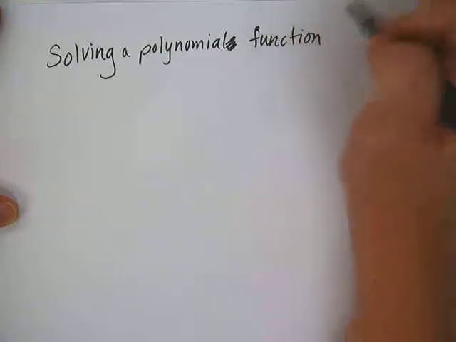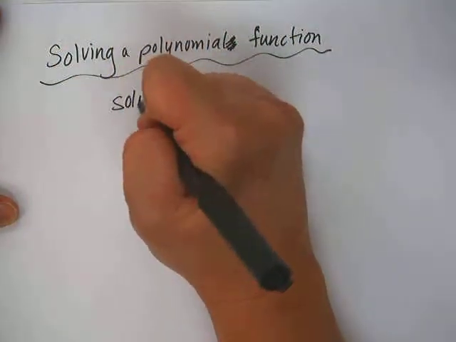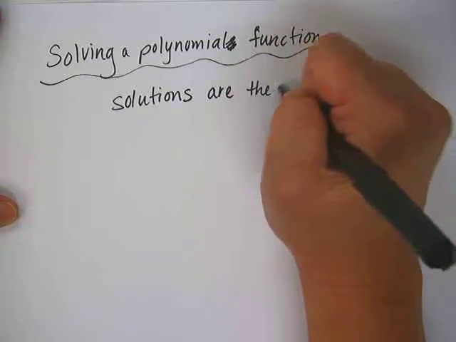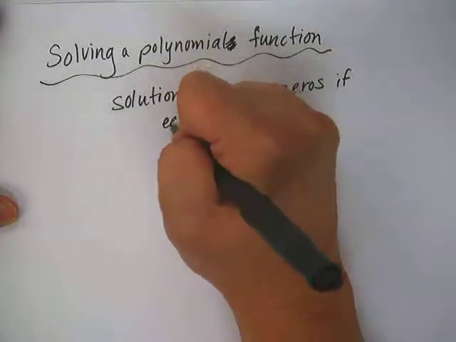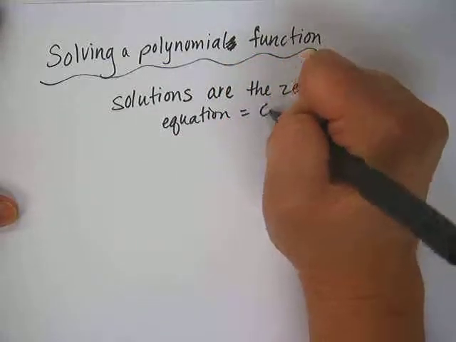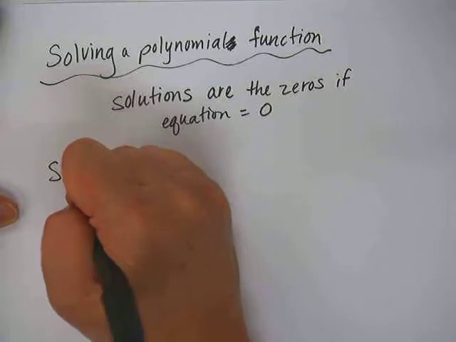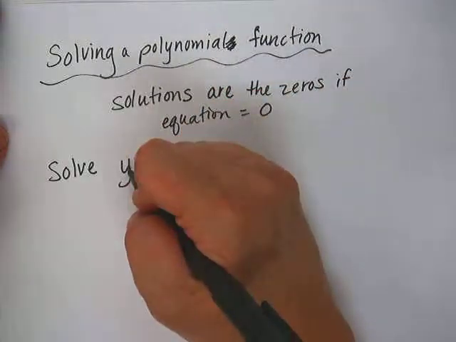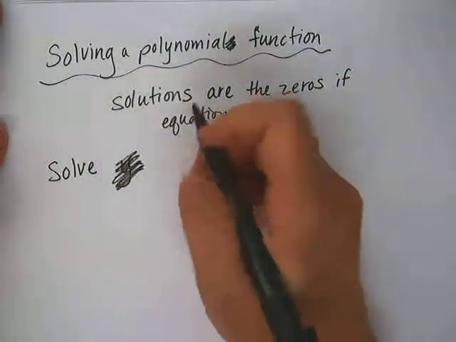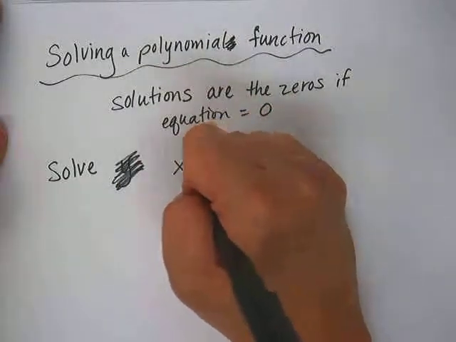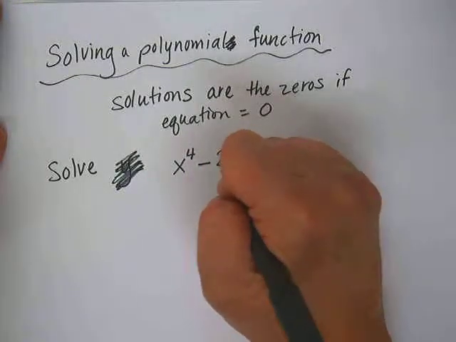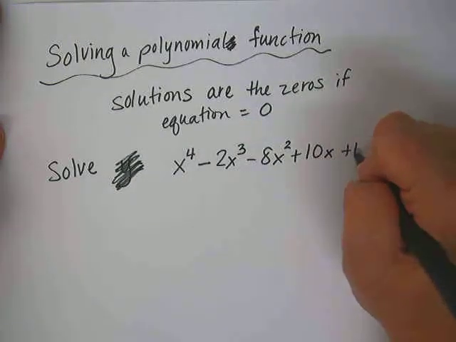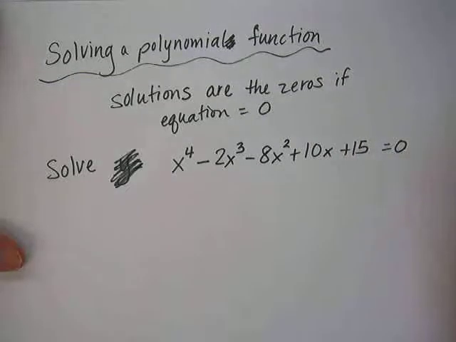Now the nice thing is that the solutions, if you take your equation and set it equal to 0, the solutions are the zeros. If the equation equals 0. Okay? So just using the same stuff we've been doing this whole section, let's solve, and I don't want it to be y equals, I want it to be an equation I can solve, which doesn't have y in it, just x and a number to solve for x. So x to the fourth minus 2x third minus 8x squared plus 10x plus 15 equals 0.